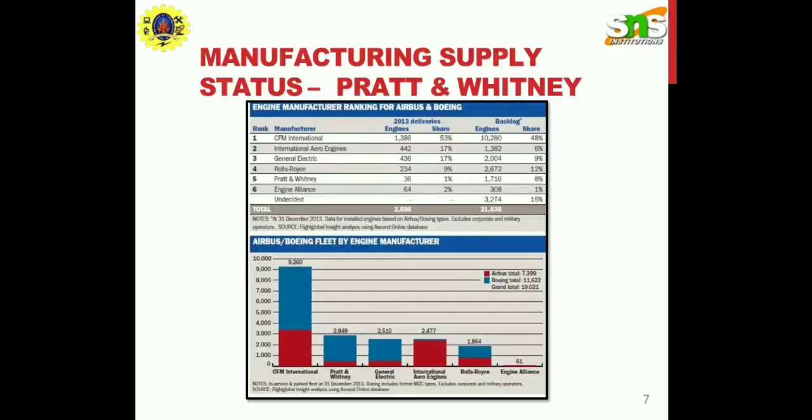This is the manufacturing supply status at Pratt & Whitney International, showing the ranks and the manufacturing companies. For example, in 2013 the number one rank is CFM International, with 1386 engines, a 53% share, and a backlog engine share of 48%. Here the Air Force and Boeing fleet by engine manufacturer is given by company names through the overall count.